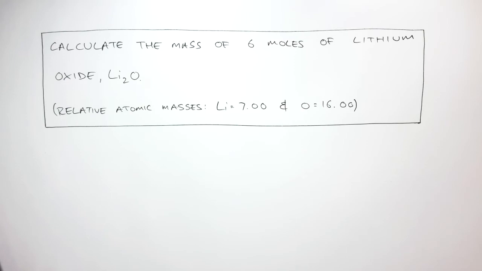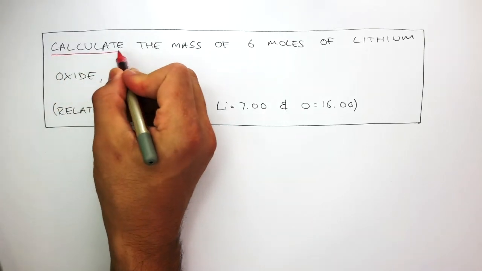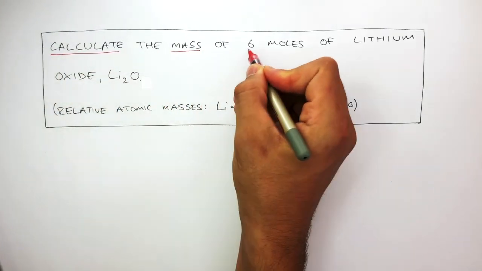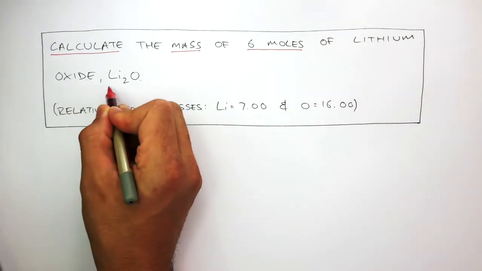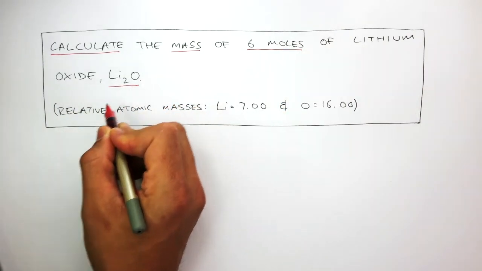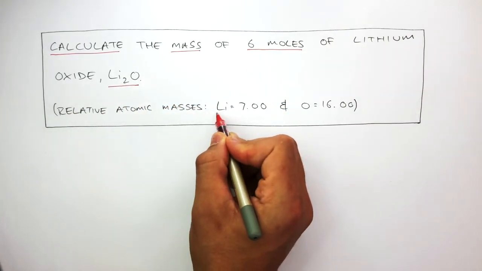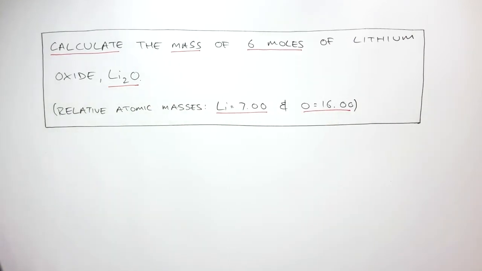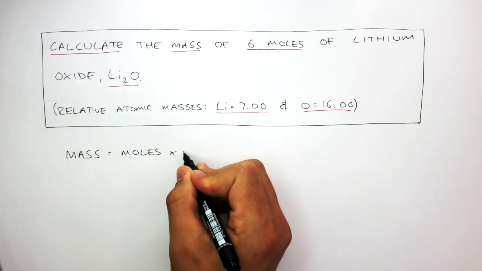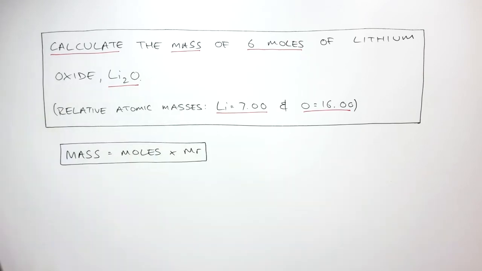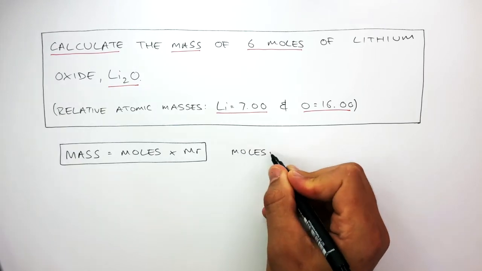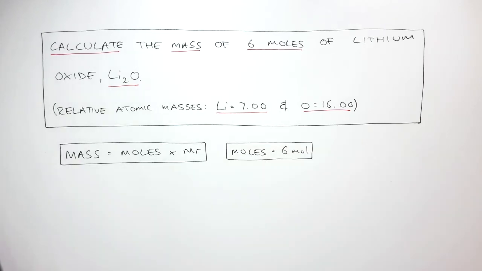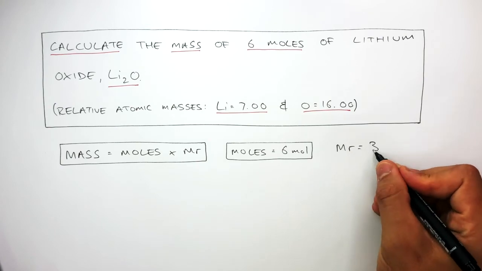So this question is asking us to calculate the mass of 6 moles of lithium oxide, where the relative atomic mass of lithium is 7 and oxygen is 16. To calculate this, the equation is mass equals moles times MR. The information from the question tells us the moles equals 6 mole, and I've calculated the MR is 30.